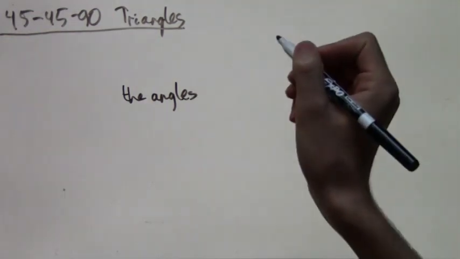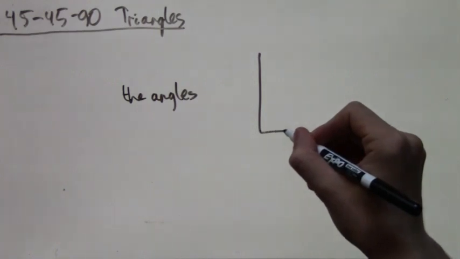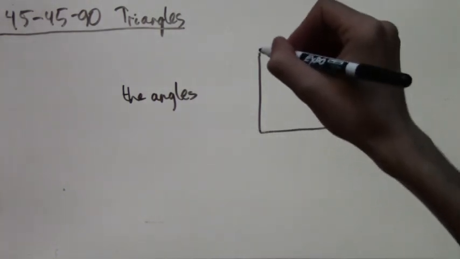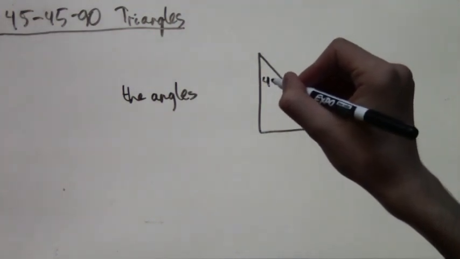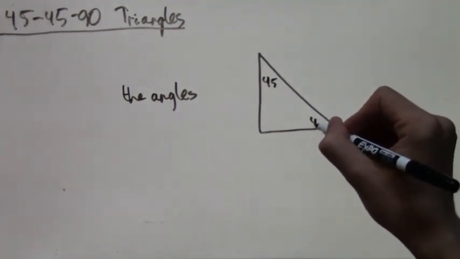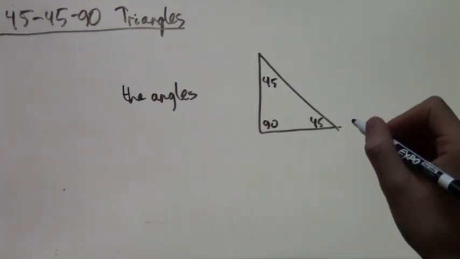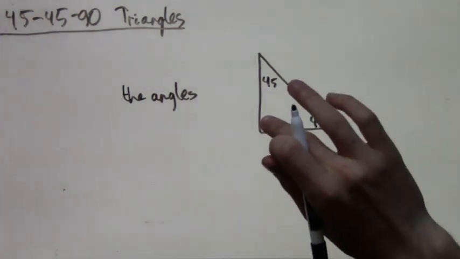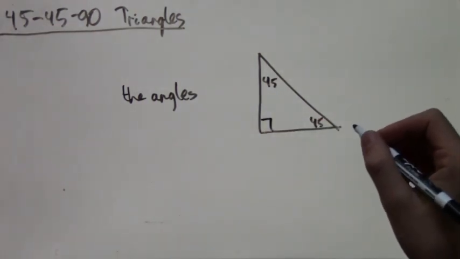So when we say 45, 45, 90 triangle, we actually mean a triangle that has the angles 90 degrees, 45 degrees, and 45 degrees. For example, the one I drew here. So this is actually just a special type of a right triangle, but it's got a lot of really useful properties.